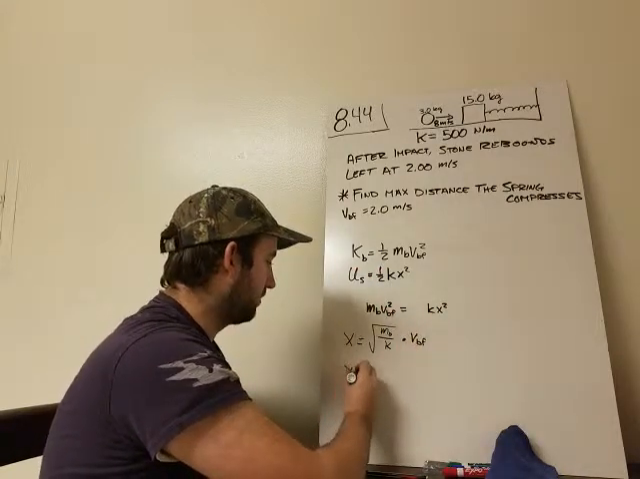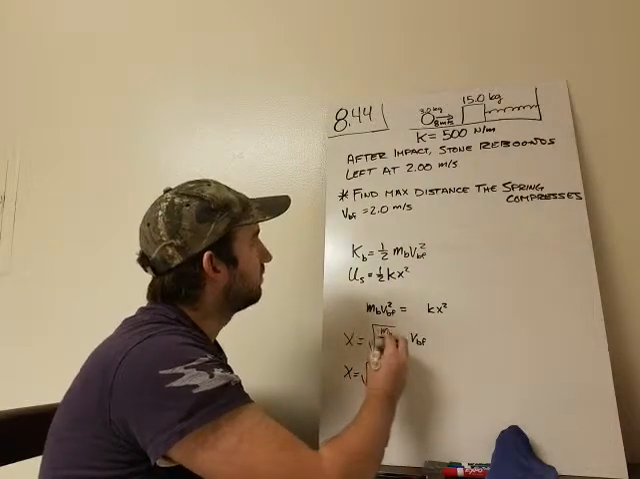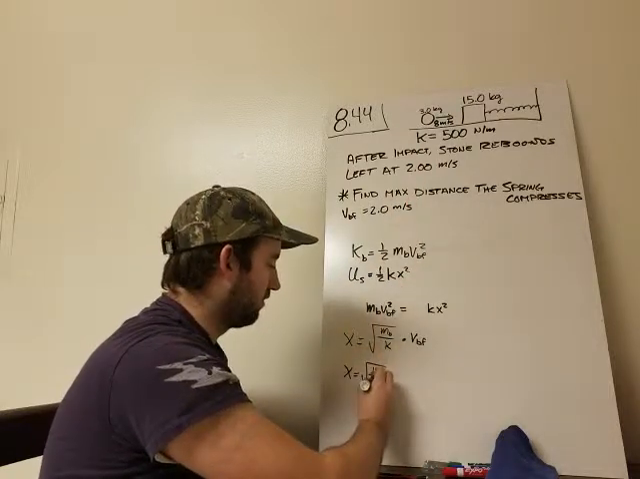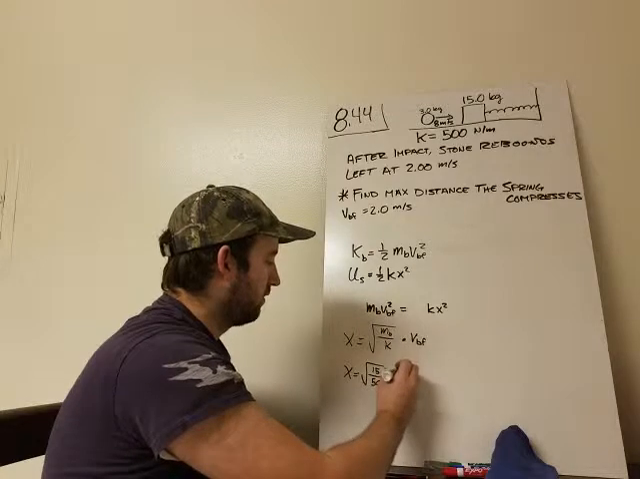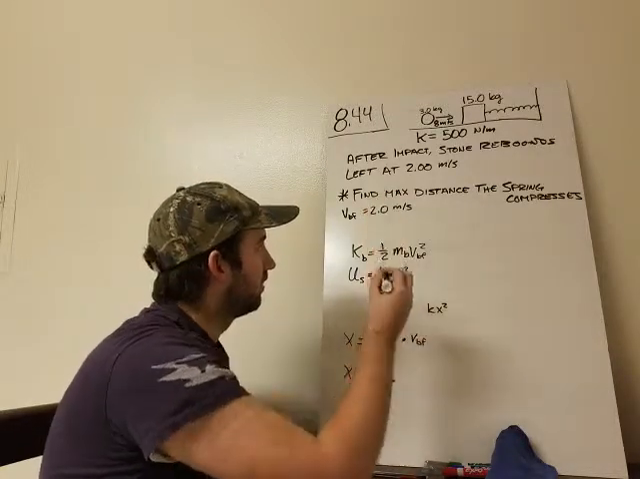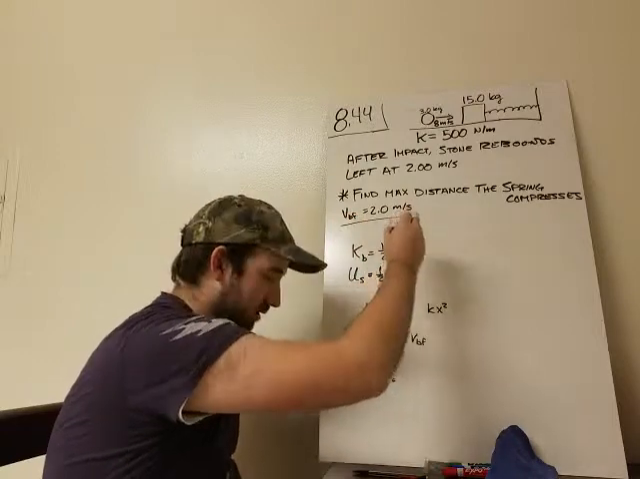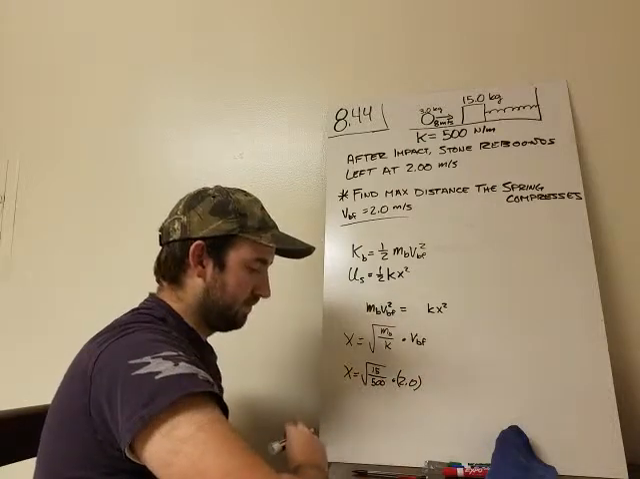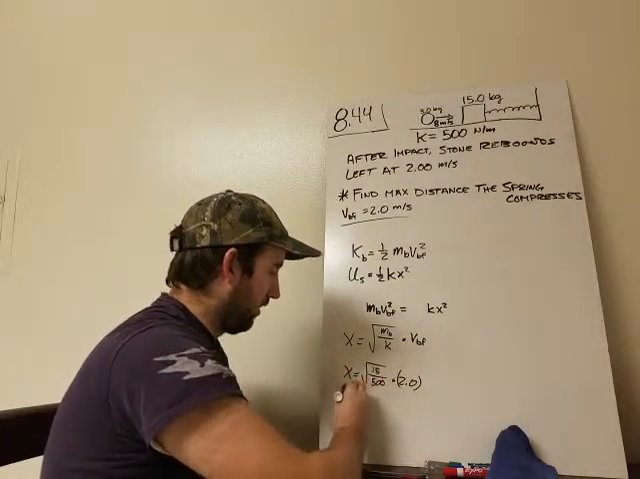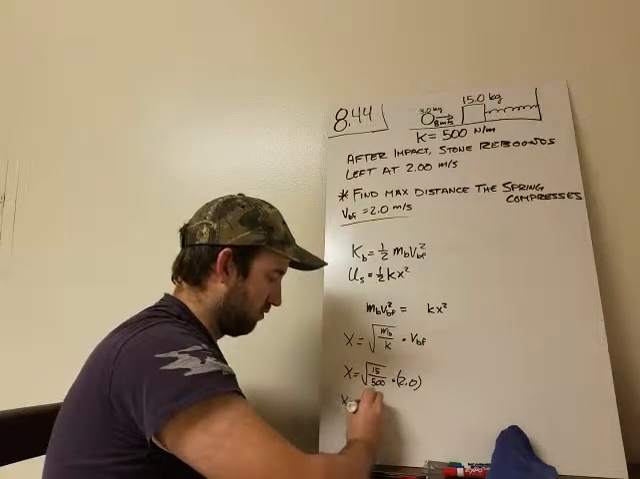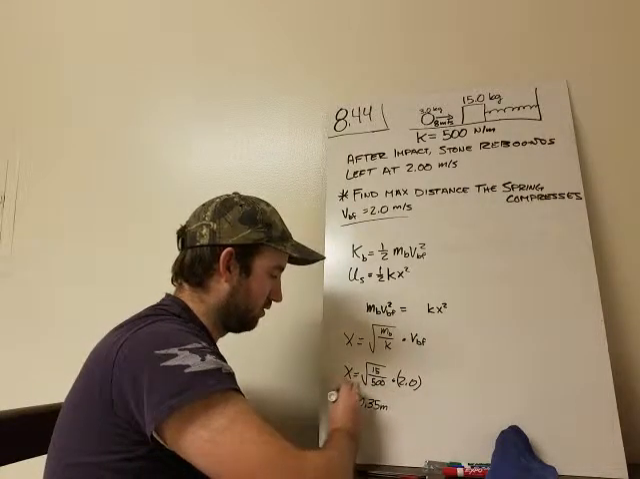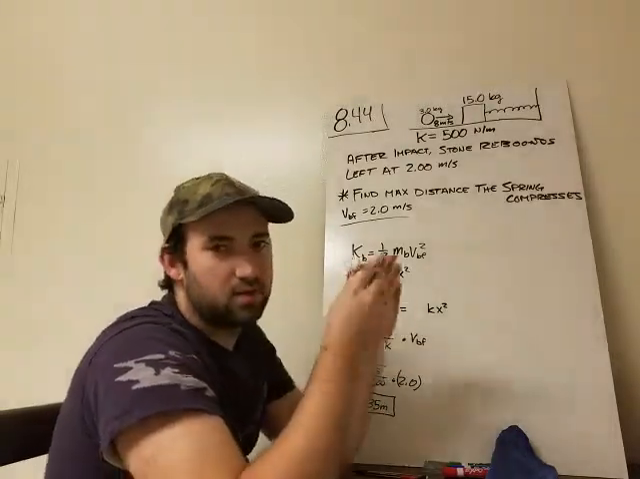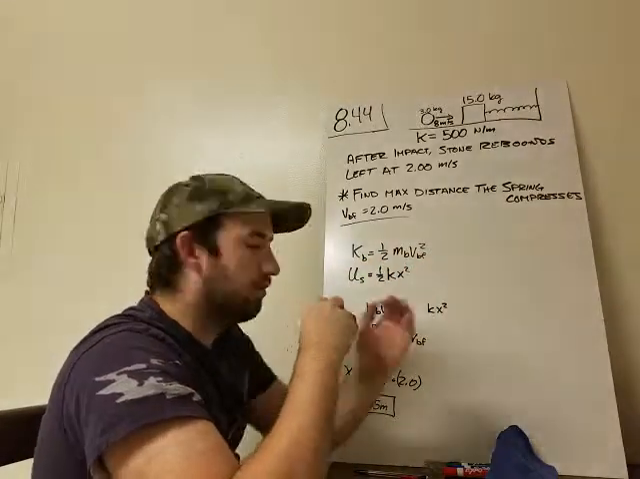So we know that x is equal to the mass of the block, which is 15, the spring constant is 500, and then times our final velocity at B, which is 2 meters per second. Multiply that, and we'll end up with x equaling 0.35 meters. So that means with this whole situation, the max amount that spring is compressed is 0.35 meters.